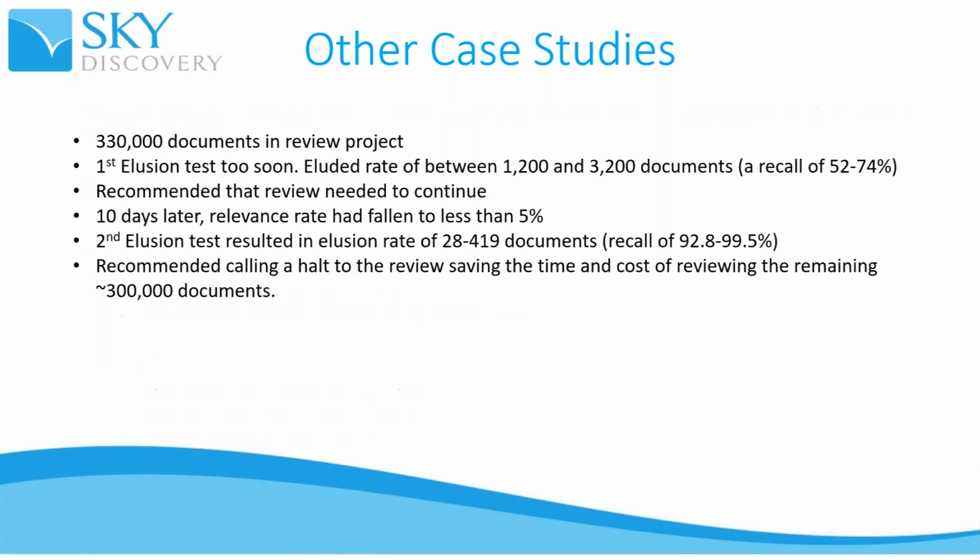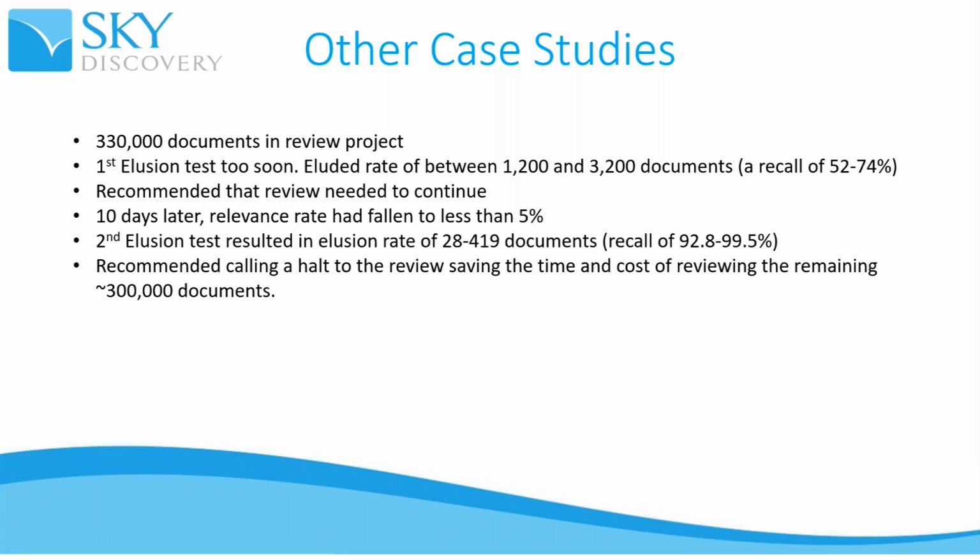And there have been other cases. There's a case where the document count volume was about 300,000, over 330,000 documents. And this particular example shows the way that the elusion test can be run and what it does. So this particular case had the elusion test run after a very early stage in the project, where only a couple of thousand documents had been reviewed, but they were all relevant, and they ran a test to see if they had found all relevant documents. What they found was that they hadn't. There was still a very large portion of documents within the unreviewed set that were relevant or potentially relevant.